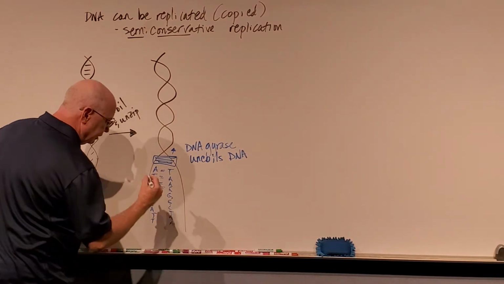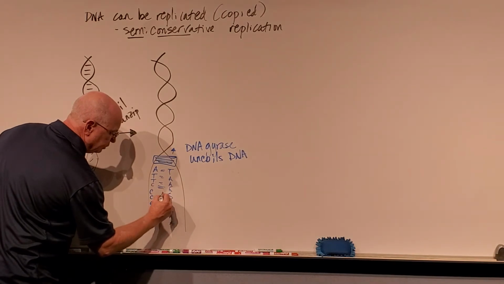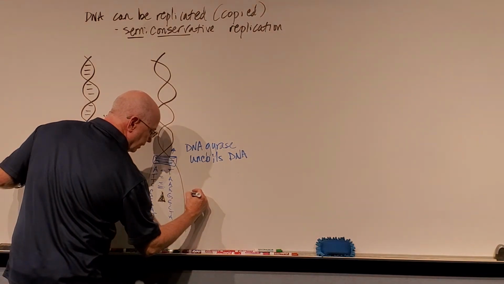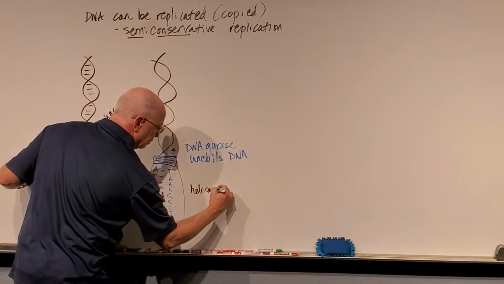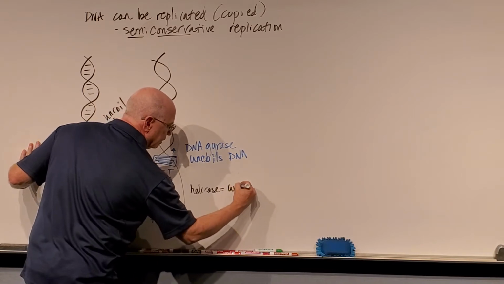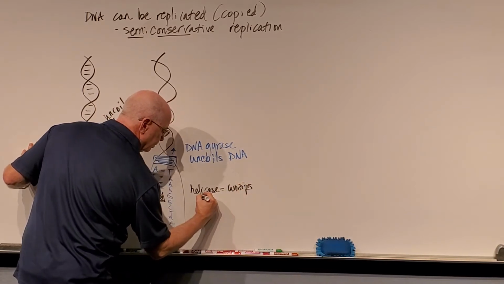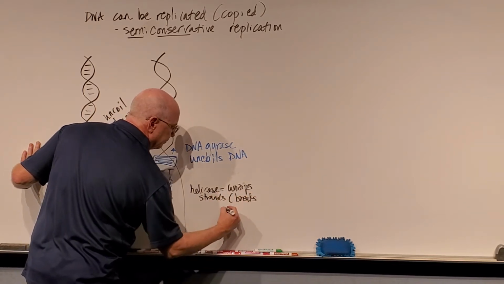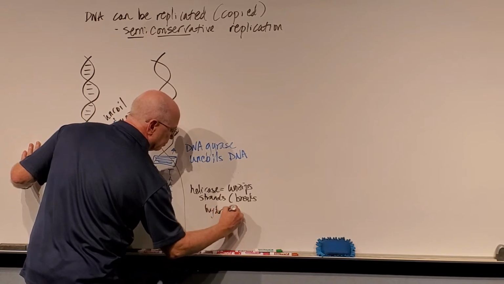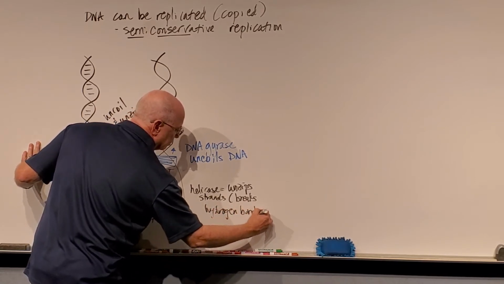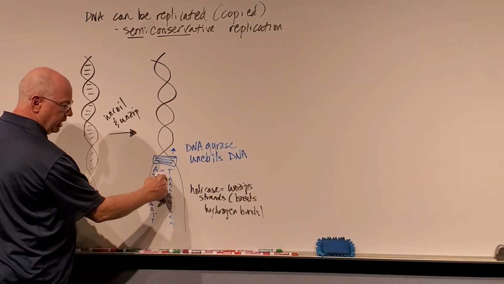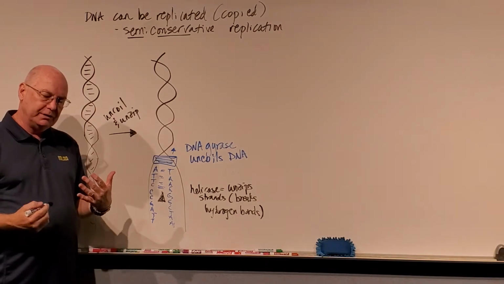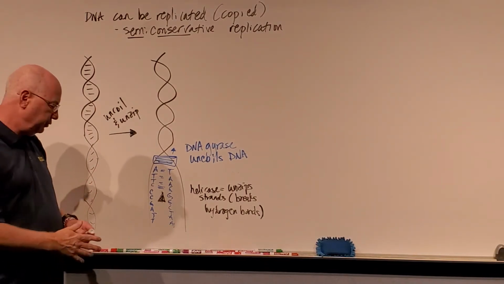Well, there's another enzyme that's in here that zips along, and this enzyme is called helicase. And helicase unzips the strands. Essentially what it's doing is it breaks hydrogen bonds between the two strands. These little bonds are hydrogen bonds. Now earlier in the semester when we did our chemistry stuff, we talked about the different types of chemical bonds. Hydrogen bonds are very weak bonds.